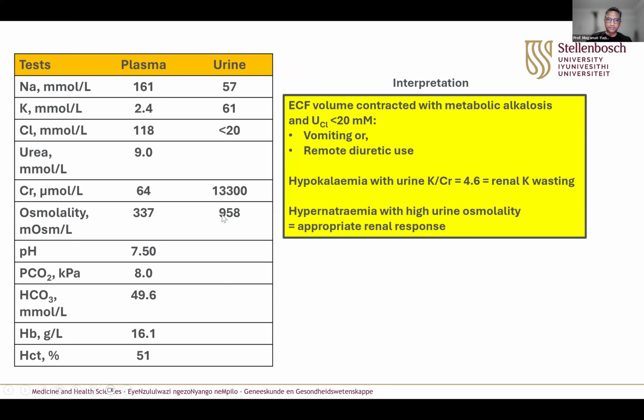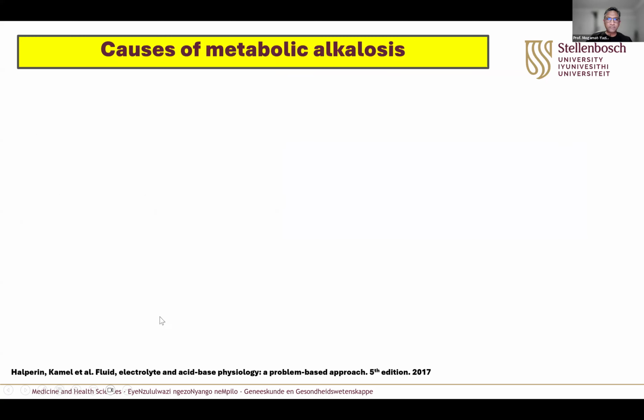Okay, so we had a patient, sorry, just to point out the alkalosis, the pH was 7.5 and the bicarb concentration was close to 50 millimoles per liter. I just want you to also take note of the hemoglobin concentration and the hematocrit of 16 and 51%. I'll get back to that later.